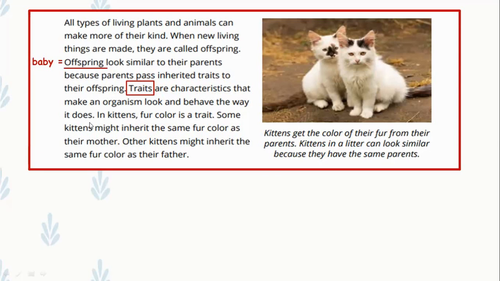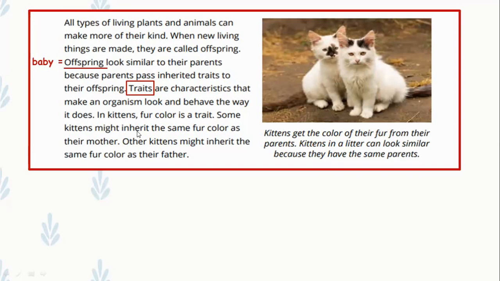Okay, such as the giraffes. The giraffes have a long neck, so this is a trait for the giraffes. Okay, and for example, the eagles, they have strong claws and beaks. So this is a trait in the eagle. Now, in kittens, for example, in our reading over here, fur color is a trait.